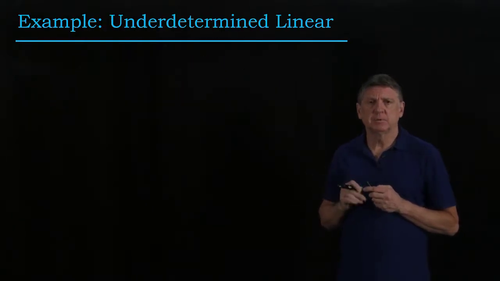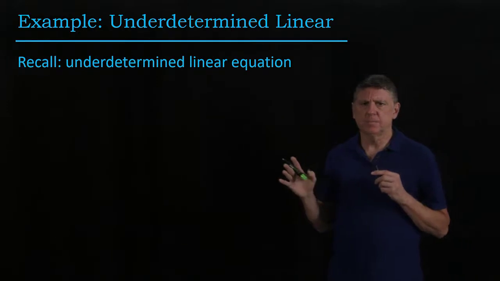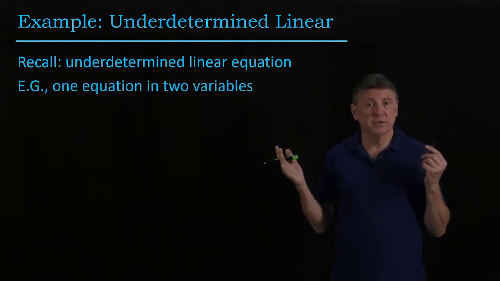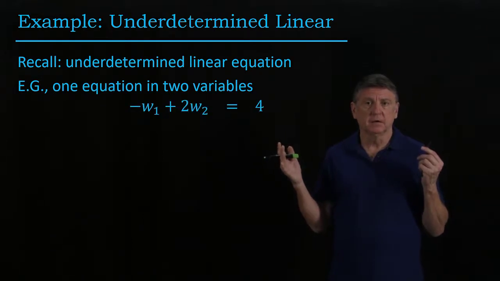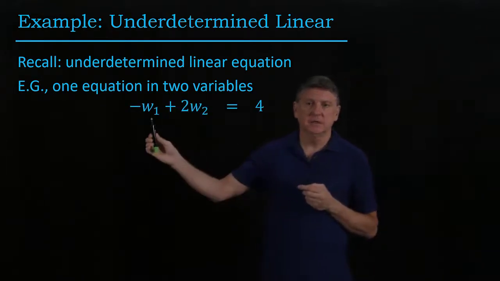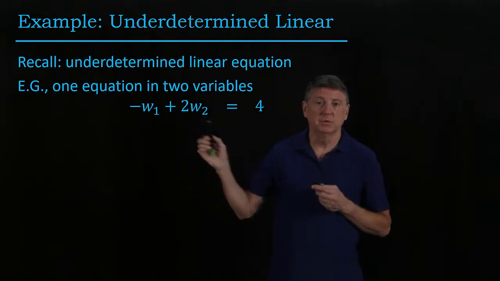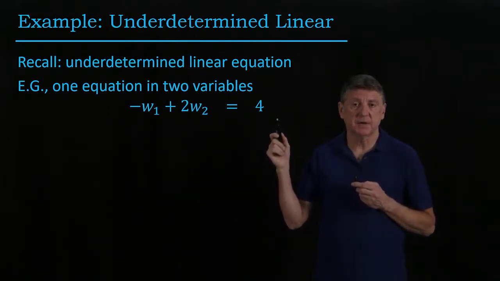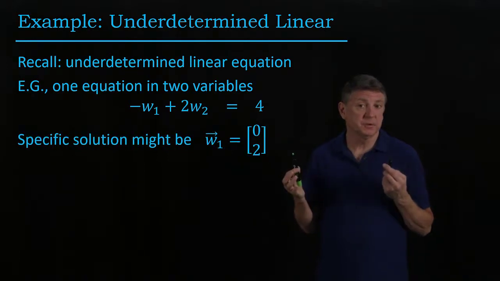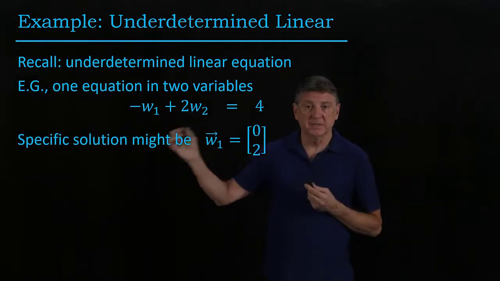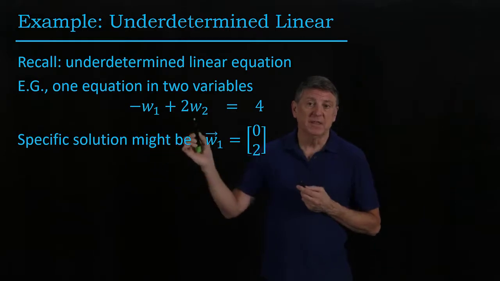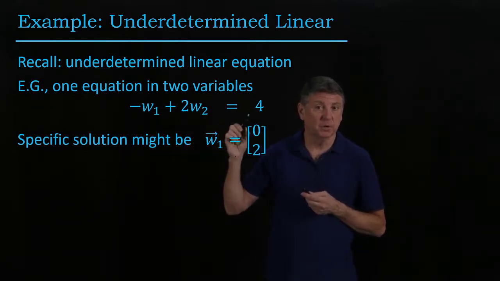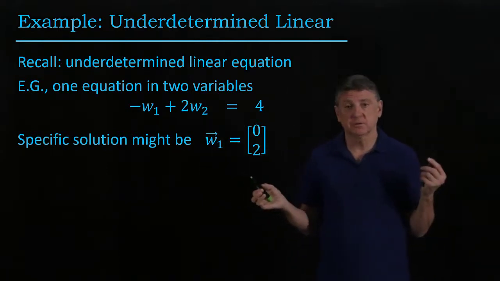Let's take an example from linear algebra. An underdetermined linear equation is, for example, one equation with two unknowns. Here, we could say that it's the W1 and W2 variable, and that there's this single equation they have to satisfy. Well, one specific solution might be, we observe from this that if we set W1 to 0, then W2 has to be 2, because then 2 times 2 equals 4, and so we have one specific solution.